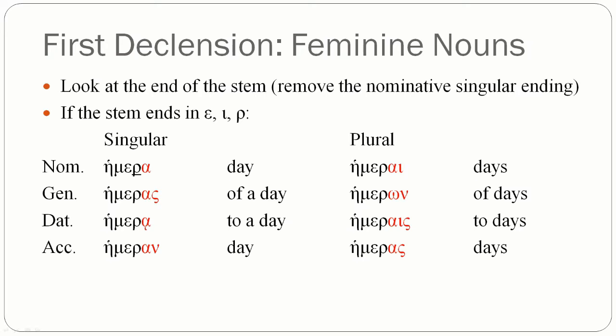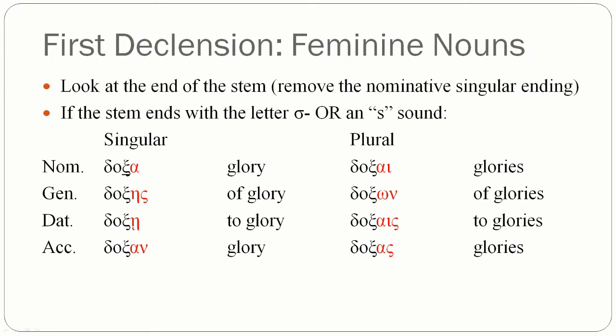Okay, so let's move on to the next kind of chart here. The next first declension pattern. Look at this one here. Look at the stem. If the stem ends either with the letter sigma or with what we call a sibilant sound. Okay, a sibilant sound is that S sound. It doesn't have to be a sigma. It can be just anything that ends with an S sound.